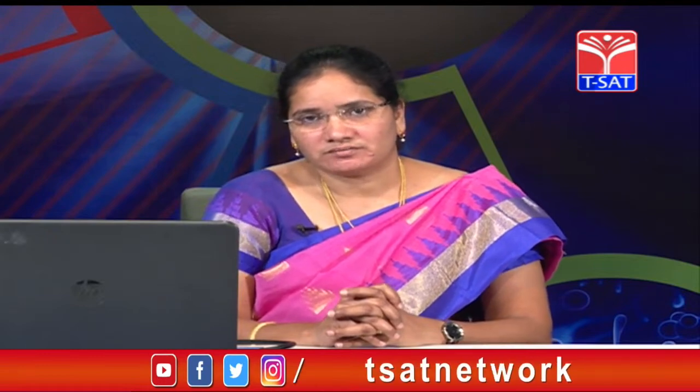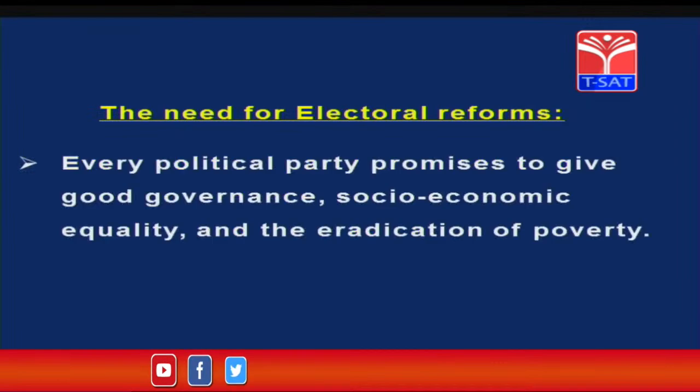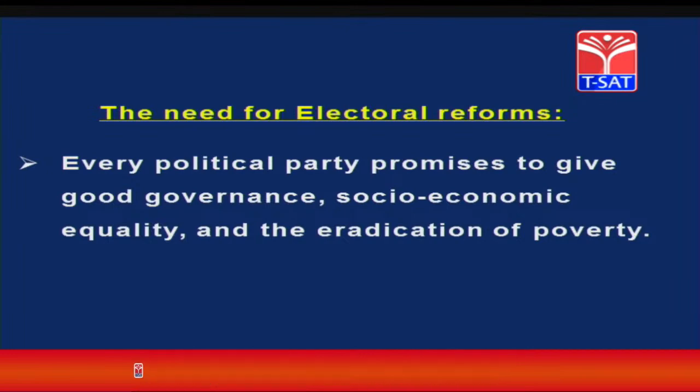So, children, till now we have discussed the election process in India. This is a very important task conducted in India, but it requires more reforms. Reforms means changes. Let us see some of the important reforms. There is a need for electoral reforms. Every political party promises to give good governance, socio-economic equality and the eradication of poverty. So, children, the voters must utilize their right to vote.